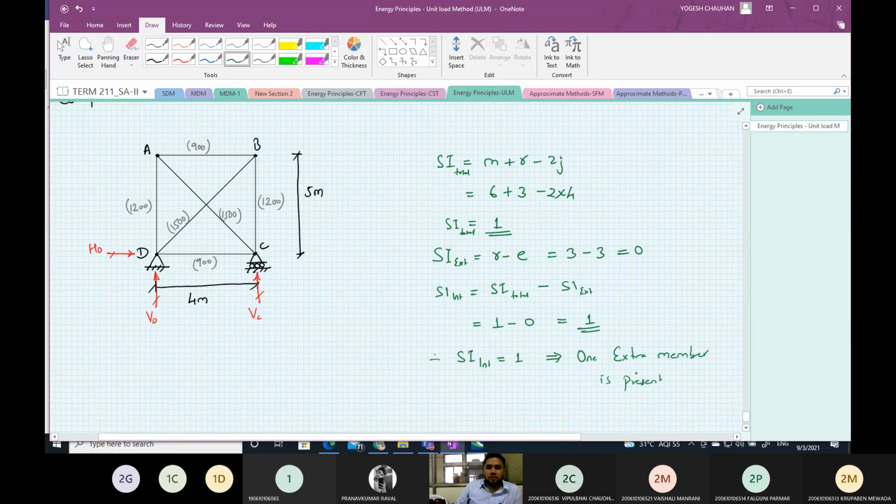If suppose that we have SI external equal to 1, that means we have one extra support reaction. So we have to choose support reaction as redundant. But here it is externally stable, but internally SI is 1, so that means one extra member is present. So we can choose any one member as redundant. You can choose the diagonal member, any of the diagonal members, as redundant.